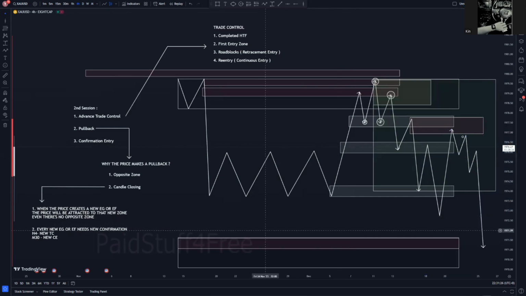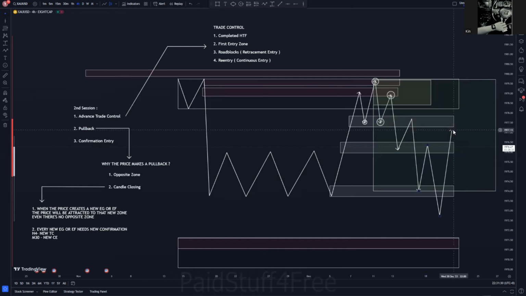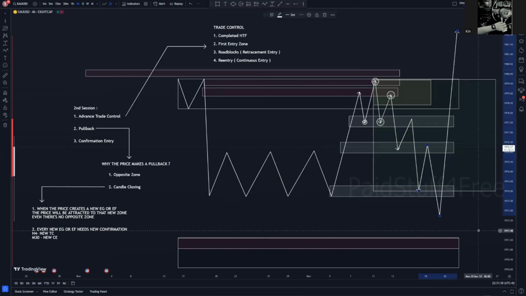So if there is no respecting TC, what will happen? No respecting the first entry and no creating any new TC, what will happen? The price is going to break through it. Yeah, exactly. Good, Kai.